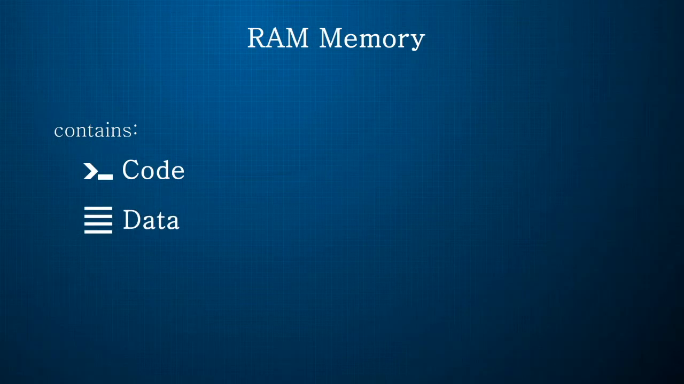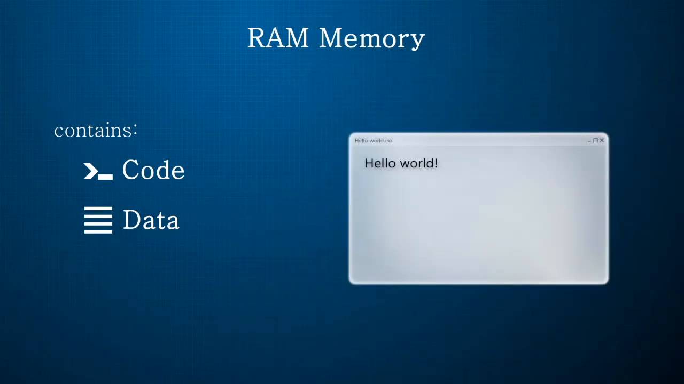In RAM memory there are usually stored two types of information. There is code, which gets executed by the processor, and there is data, which is used by code. This means that when you double click a program's exe, that program gets loaded into memory and then it is executed. All the variables are stored in RAM memory.